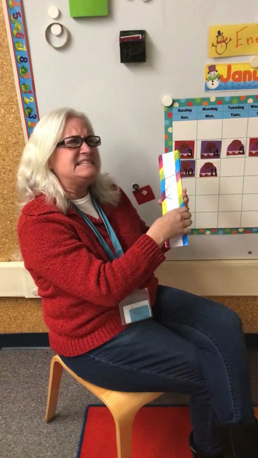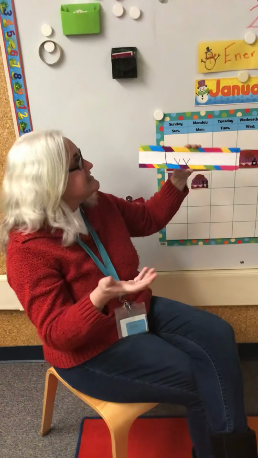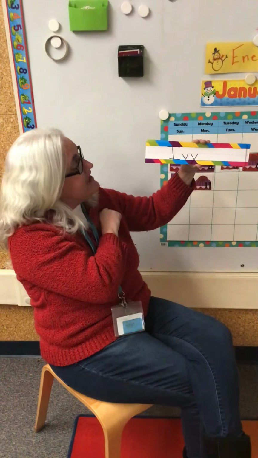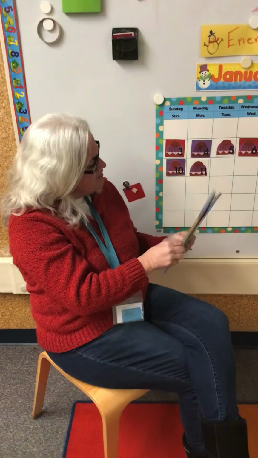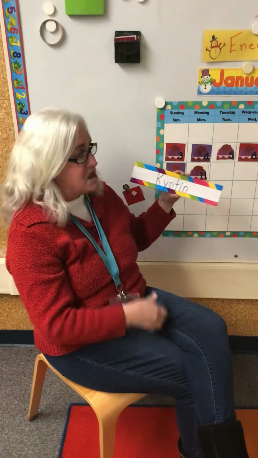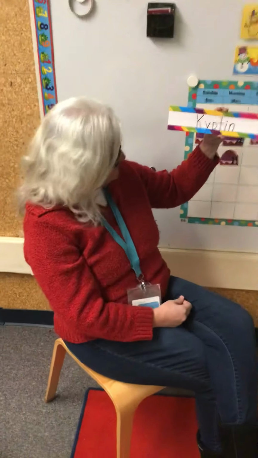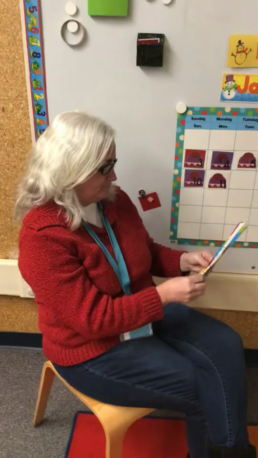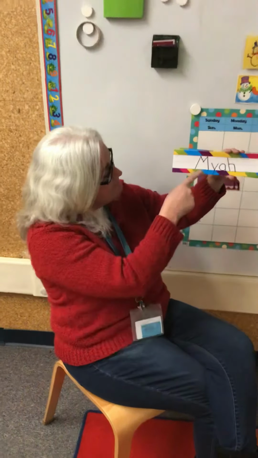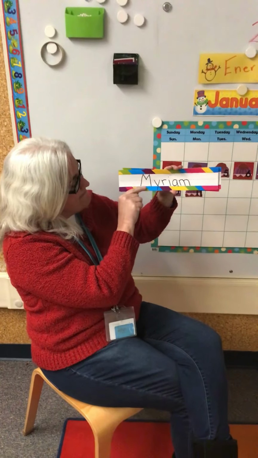A, B, C, D. We don't have any E's. We don't have any F's. A, B, C, D, E, F, G, H. But we have an I, and that's for Ivy. Our letter of the week this week is J. We don't have anyone's names who start with J, but Jennifer does. Teacher Jennifer's name starts with J. We have a K. It's our friend Kipton. We don't have any L's, but we have Maya for M. And we have Miriam for M.